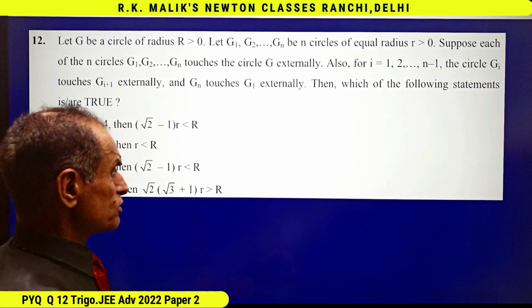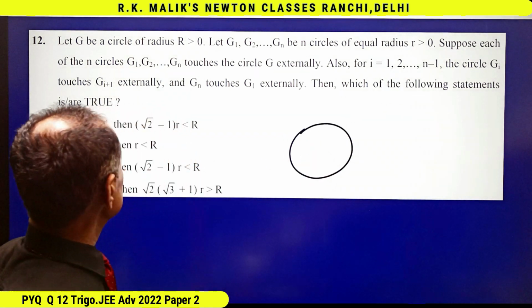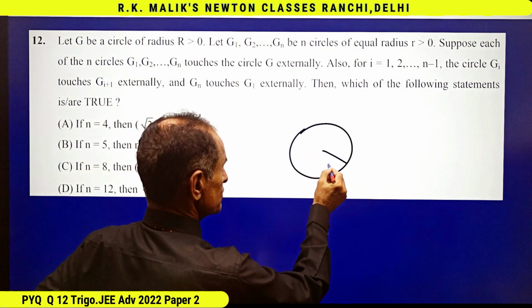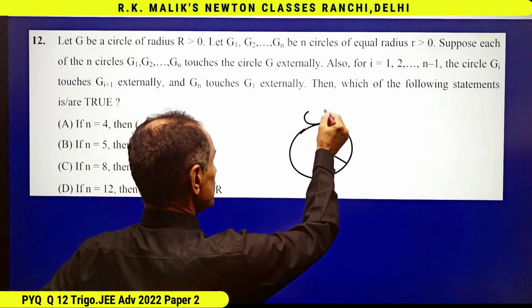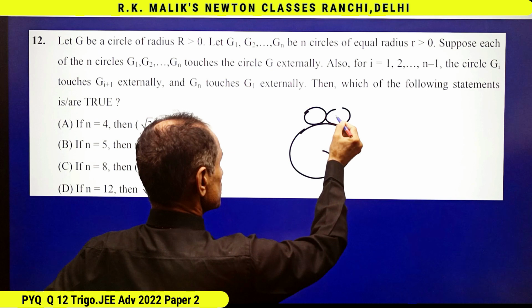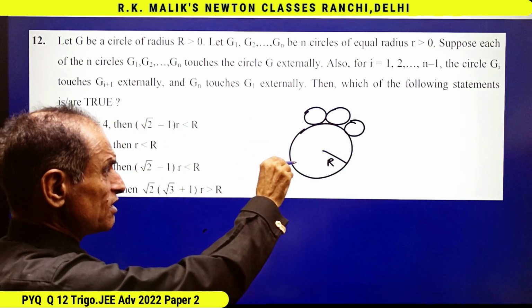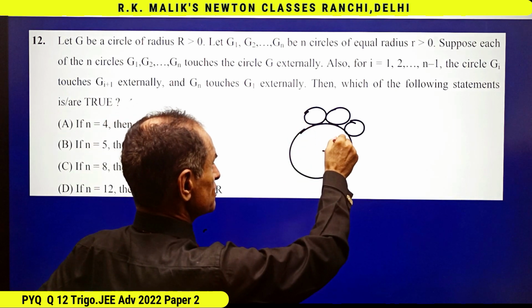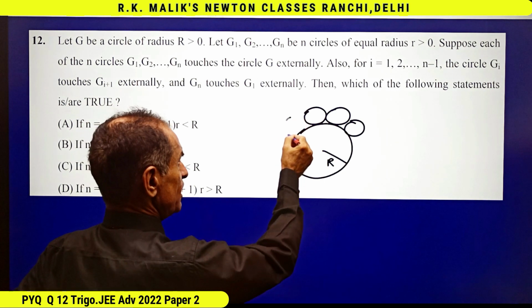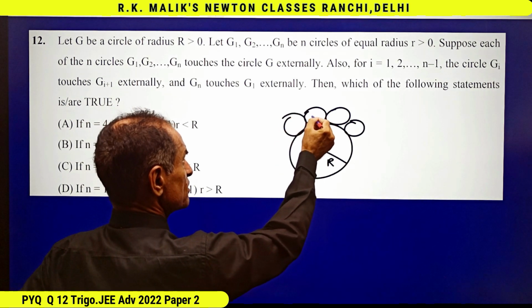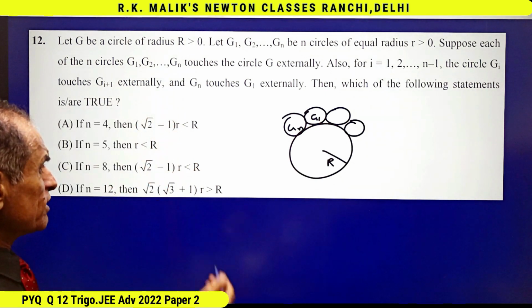According to the question, this is a circle capital G, the radius of this is capital R, and G1, G2, G3 are circles touching each other and also touching the circle capital G. And lastly, the Gn circle touches the G1 also. And you have to find the correct choice.